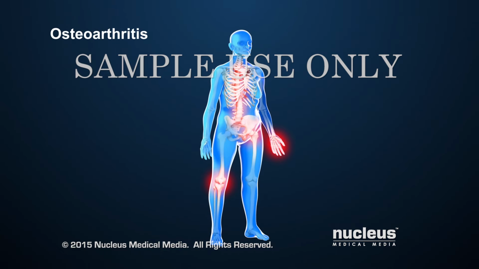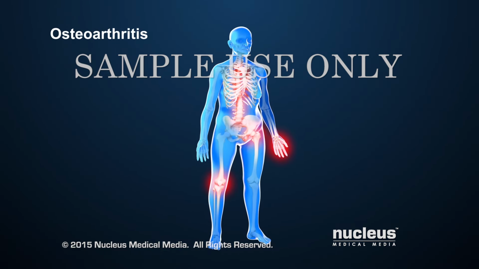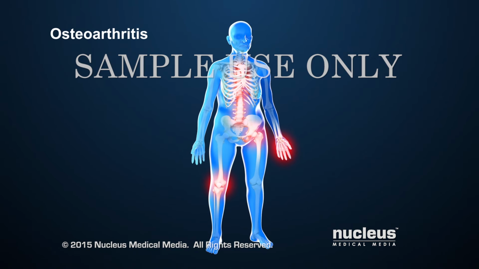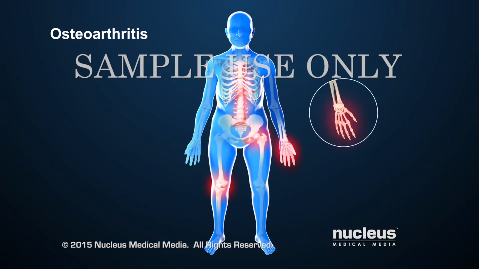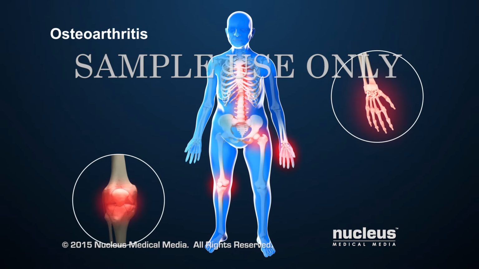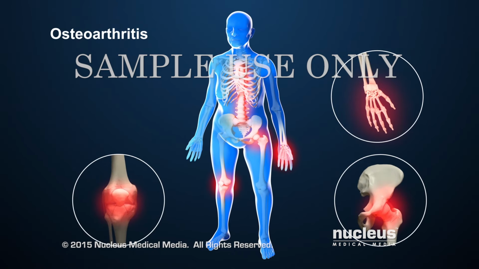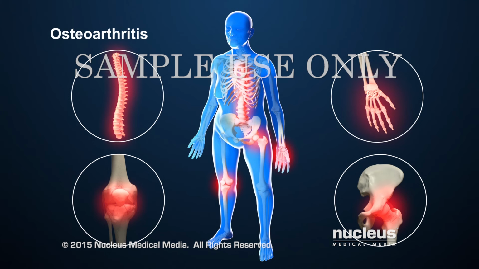Osteoarthritis, or degenerative joint disease, is the most common type of arthritis. It's usually seen in older people. The joints most commonly affected are in the hands, knees, hips, and spine.